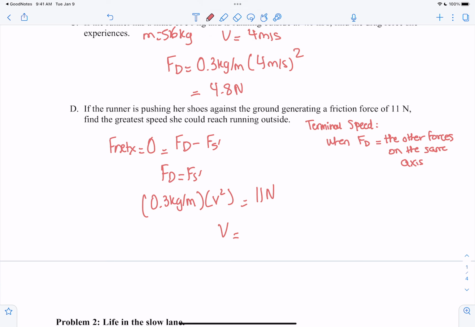But does that make sense with the whole terminal speed and when you have a terminal speed? Or is it still a little bit confusing for some of you?